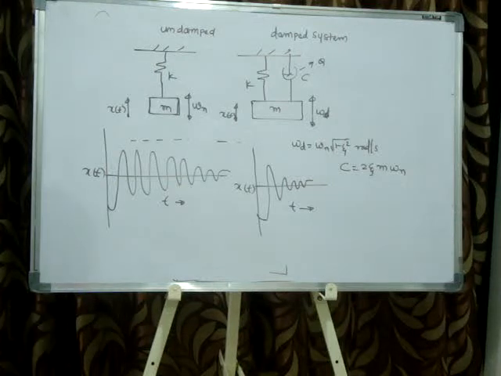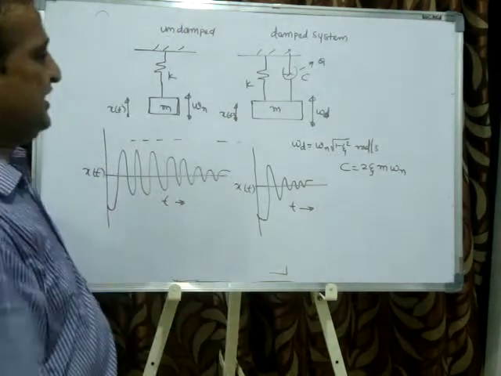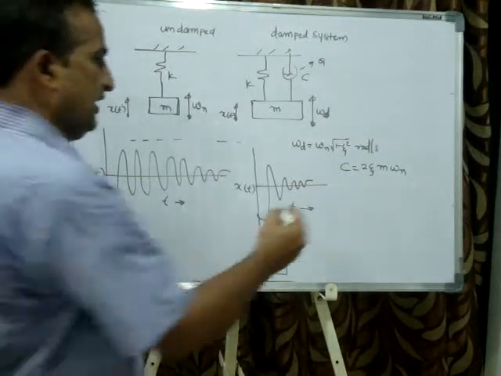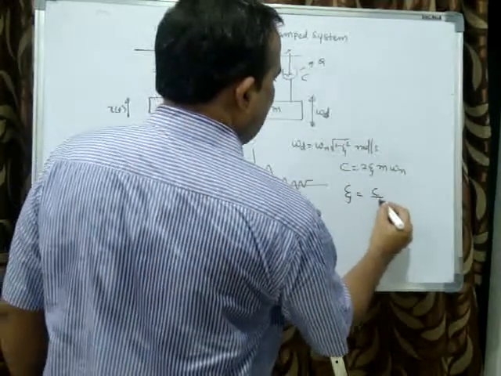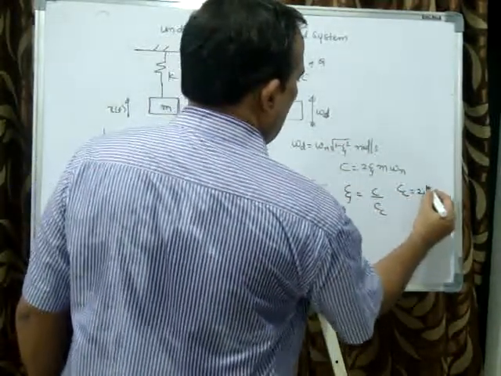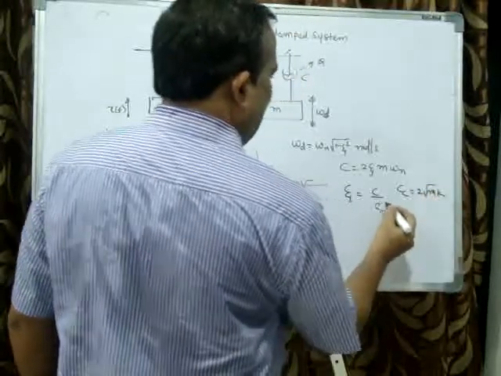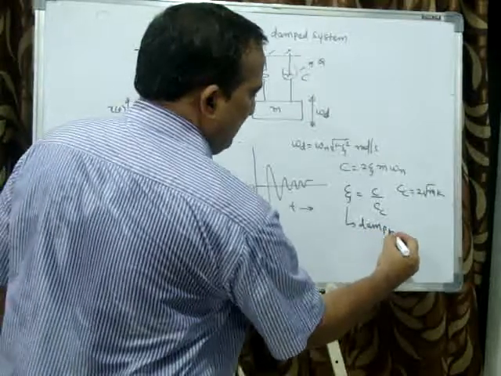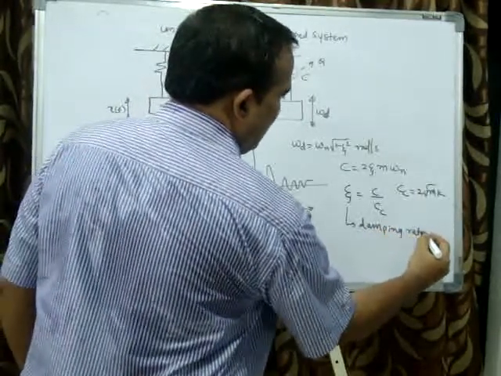Okay, from this figure you can understand what is the difference between this. What is the zeta? I will explain. Zeta is a function of damping coefficient. Zeta is called damping ratio, C by Cc. I will explain later. Cc is equal to 2 root of mk, a critical damping coefficient, and zeta is called damping ratio.